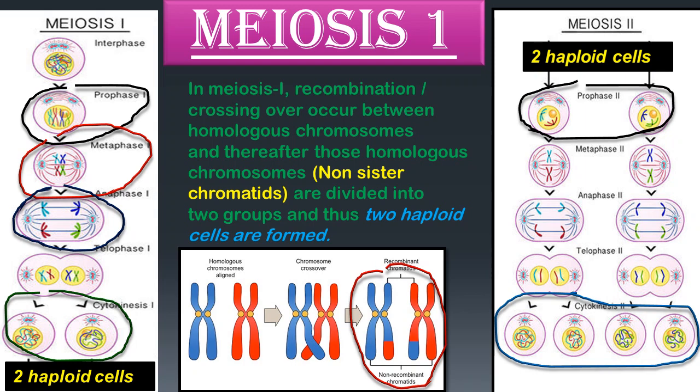Okay, that means here the number of chromosomes is reduced, and that is why meiosis is called a reduction type of cell division. So this is how 4 haploid cells are produced from a single parent cell. So this is meiosis 1 and meiosis 2. 4 haploid daughter cells are produced.